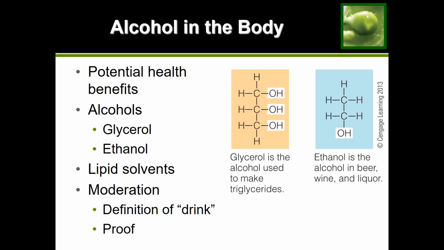Now, along with that, we want to know what is considered 1 drink. And it depends on the alcohol that you are consuming. If you're consuming beer, it's going to be 12 ounces. If it's wine, it's going to be 4 to 5 ounces. And if it is liquor, it is going to be 1.5 ounces.